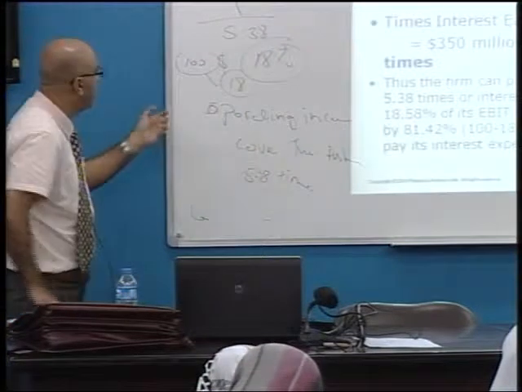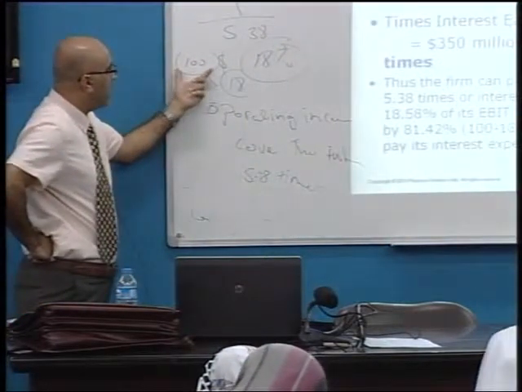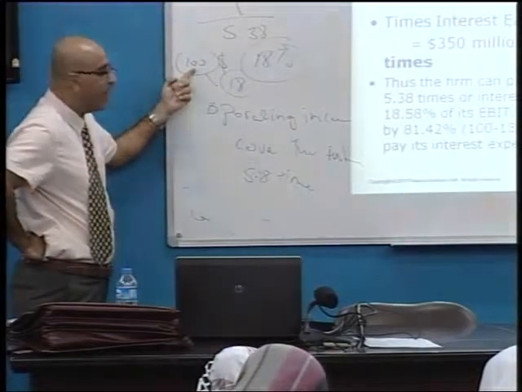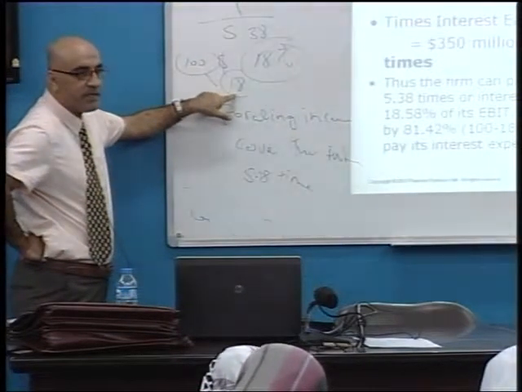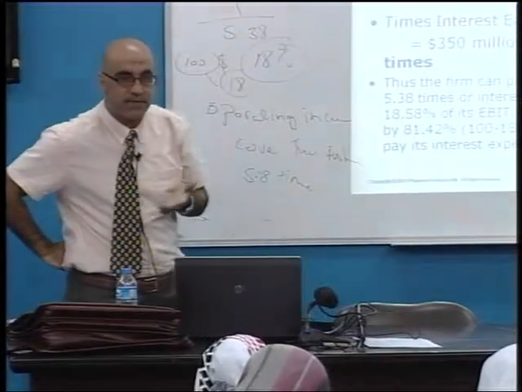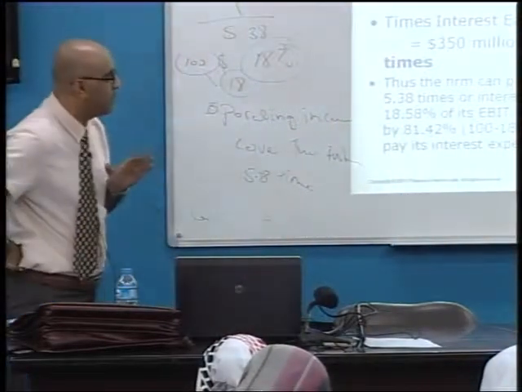In other words, if you have operating income of $100, of it $18 you have to pay as interest expense. Now think of it this way.